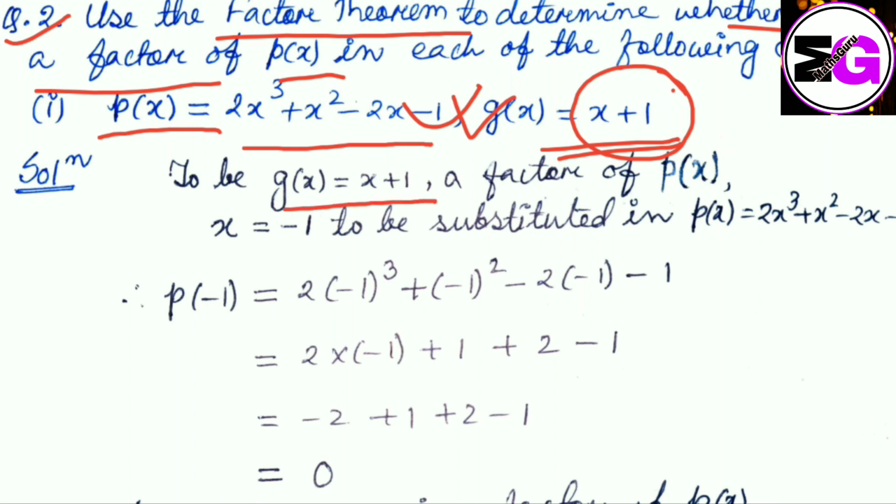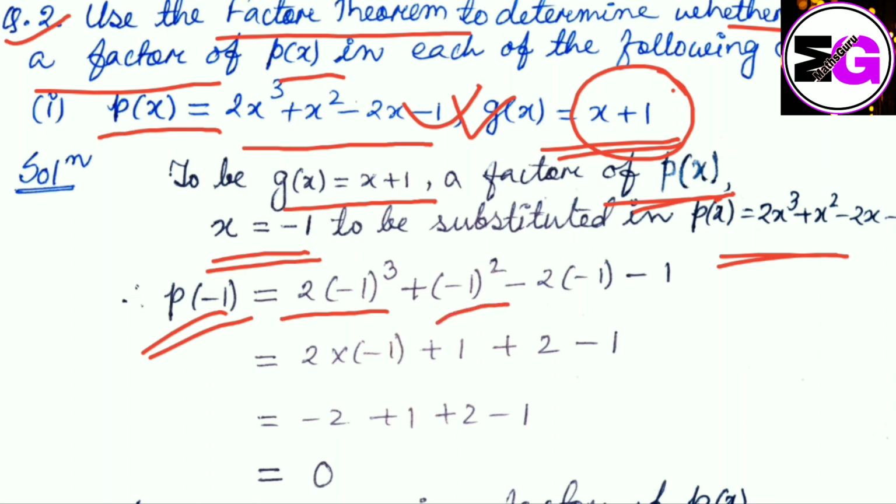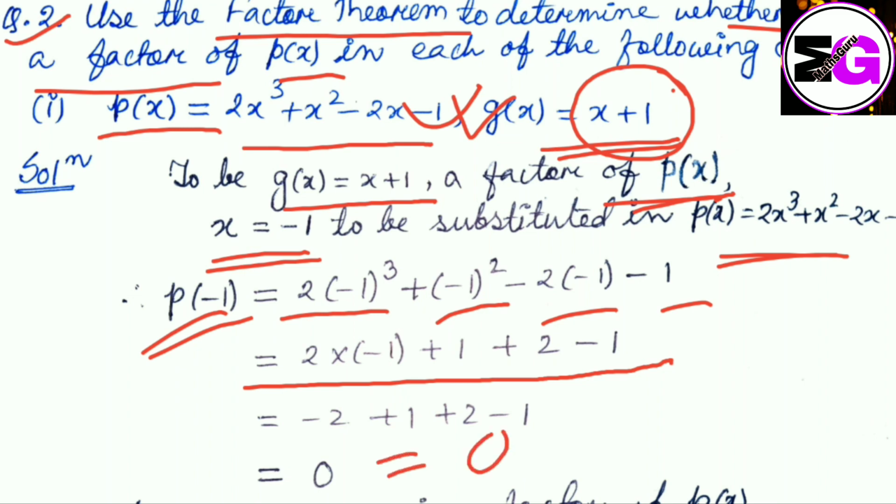To be g of x equals to x plus 1 a factor of p of x, x equals to minus 1 to be substituted in p of x. Okay, in p of x we put minus 1. So p of minus 1 is equals to 2 into minus 1 cube plus minus 1 square minus 2 into minus 1 minus 1. So after calculation we can see that 2 into minus 1 plus 1 plus 2 minus 1. So ultimately that is equals to 0. So as you know that if p of minus 1 equals to 0, then we can say that this g of x equals to x plus 1 is a factor of this polynomial p of x.